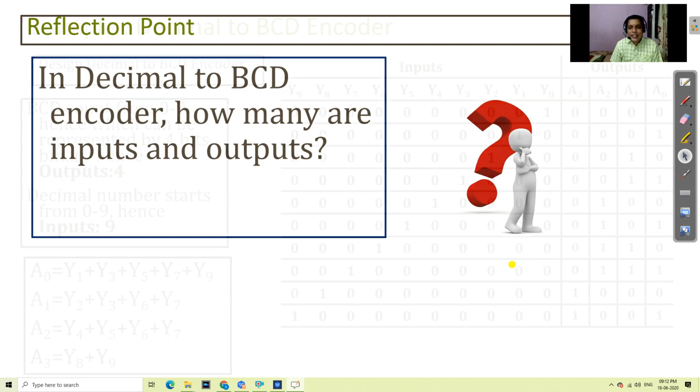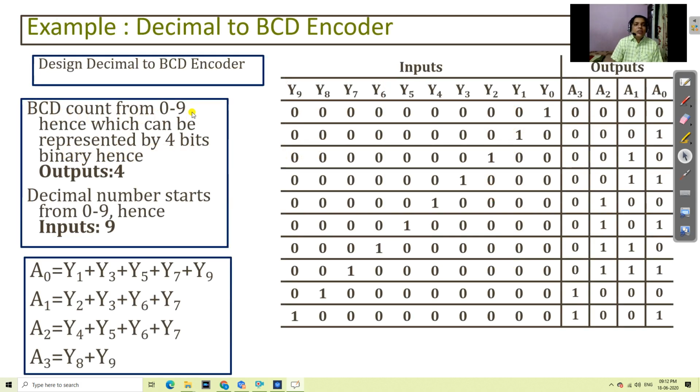Okay, hope you got the answer. Let's check the answer. To design the decimal to BCD encoder, BCD, we know that BCD is always from 0 to 9, and the 0 to 9 number can be represented by the 4-bit binary equivalent. That is, it will start from 0000 and end at 1001. So 0 to 9, hence the output can be represented with 4 bits.